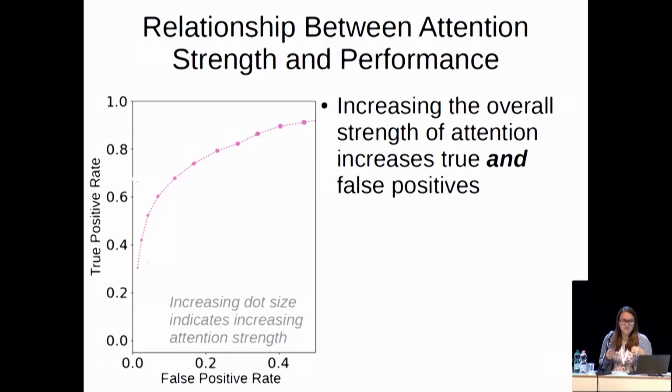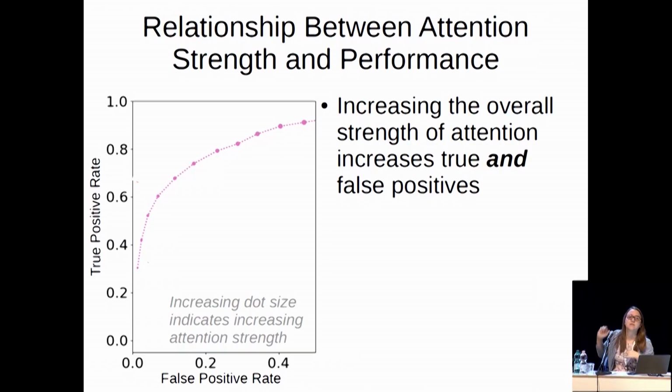And then looking in more detail at how the performance changes, we can break it down into true and false positive rates. So true positives just being the network says there is a clock when there is a clock. False positives, it says there is a clock when there isn't a clock. And so what you're seeing here is as I increase this beta parameter, the overall strength of attention in the model, you get an increase in both the true and the false positives.